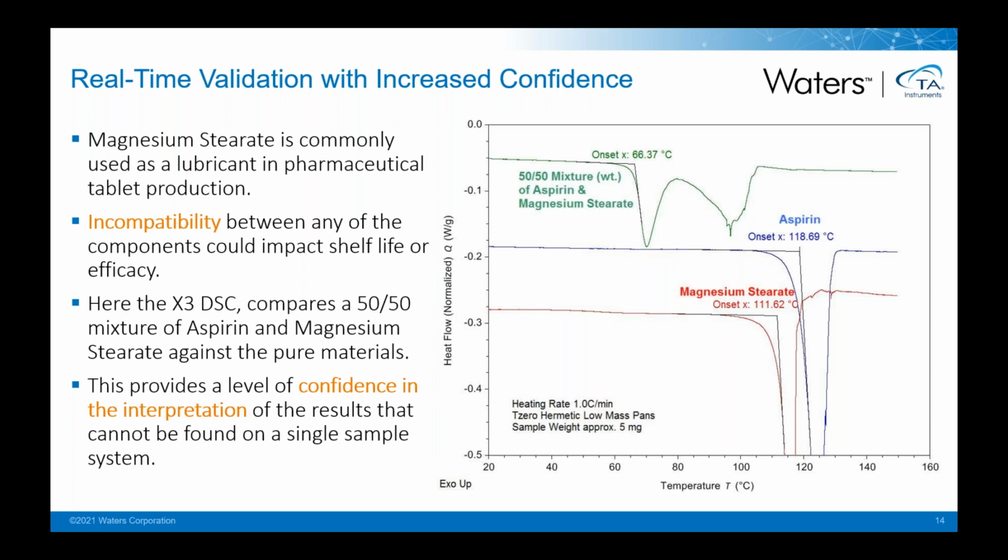And so with the X3, obviously you can run your two pure materials alone, as well as your 50-50 mixture. And if these two materials were truly compatible with one another, the green curve would simply show the peaks that represent each of them. And here you can see, as we ramp through temperature, that we see two peaks that are not at the same temperature as our pure aspirin and pure mag stearate, which gives us some indication that there is some incompatibility. Now, in this particular example, we're ramping to higher temperatures. So that's certainly a method to look at compatibility.